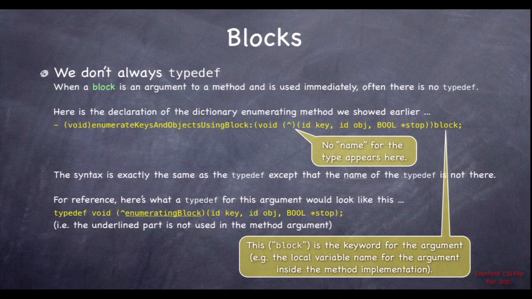And then any arguments that this block needs to take, and then block. Now block, that keyword, is like the local variable inside the implementation of enumerate keys and objects using block. Okay, you've got to look at everything between the colon and the start of the word block. That's the type of block. All right? So if we typedef'd it, it would look almost the same except we'd have a word like enumerating block, or enumerating block underbar T, as our type name, the underlined part. So that's just taken out because we're not going to do that.